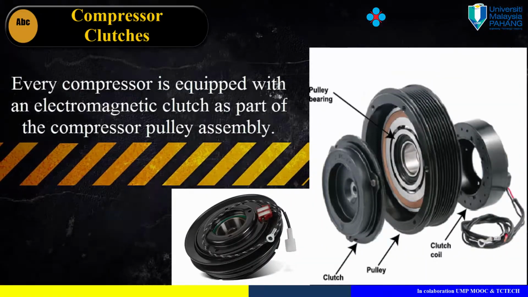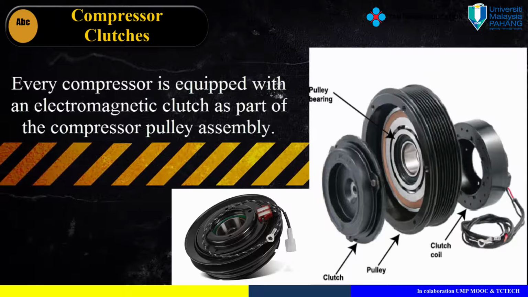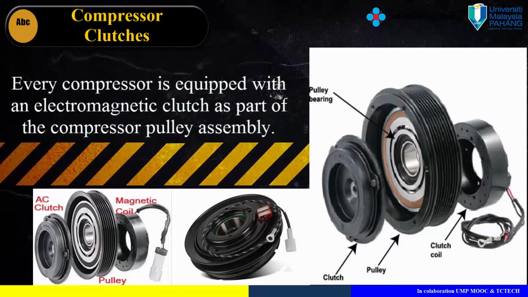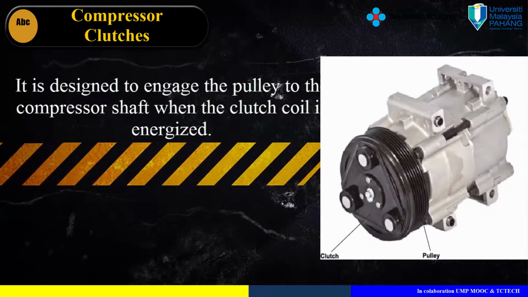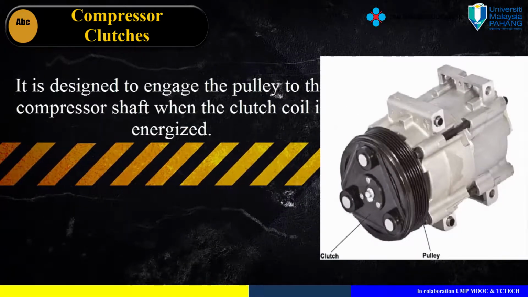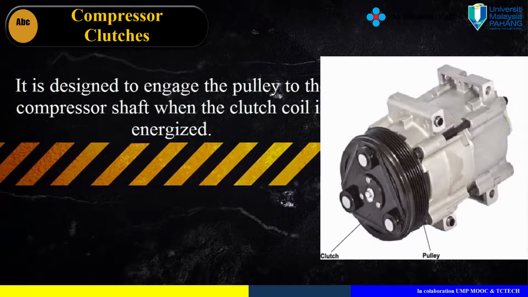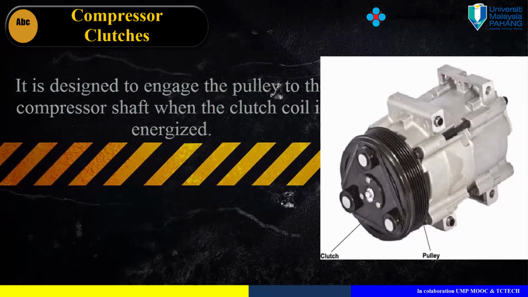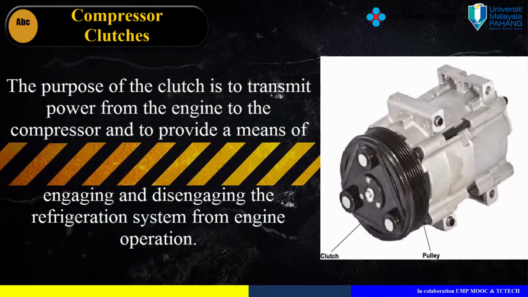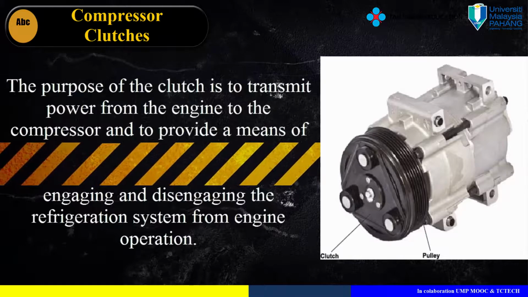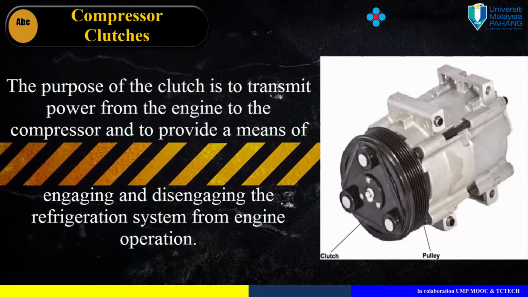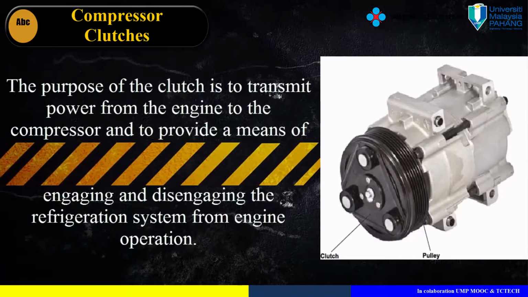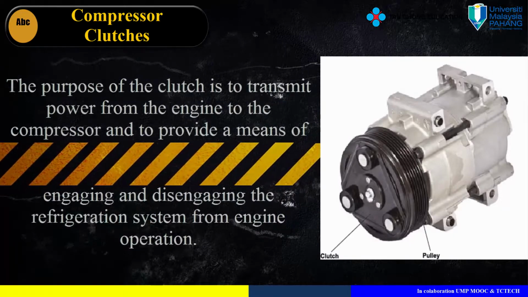Compressor clutches. Every compressor is equipped with an electromagnetic clutch as part of the compressor pulley assembly. It is designed to engage the pulley to the compressor shaft when the clutch coil is energized. The purpose of the clutch is to transmit power from the engine to the compressor and to provide a means of engaging and disengaging the refrigeration system from engine operation.